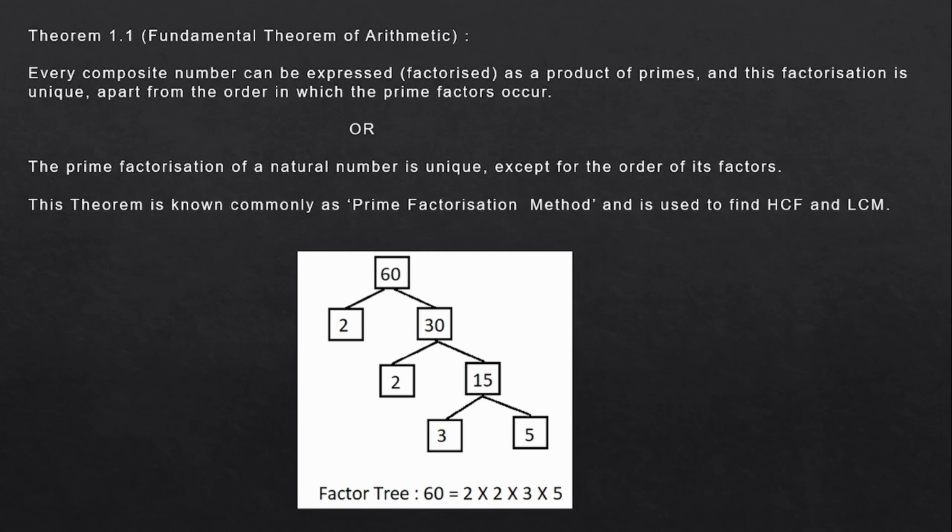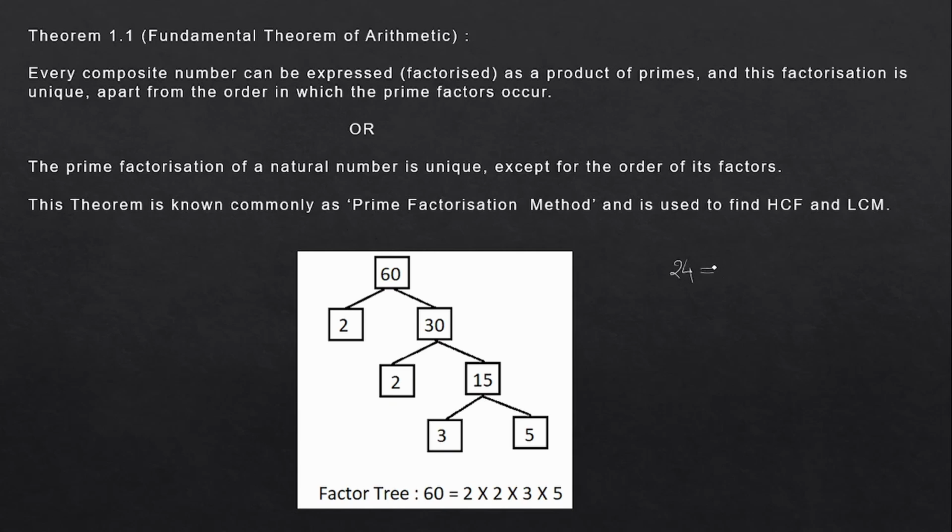Let us see the statement. Every composite number can be expressed or factorized as a product of primes, and this factorization is unique apart from the order in which the prime factors occur. Now, looking at the statement, we may get confused. So first, let us see an example. Let us take one number, which is 24.